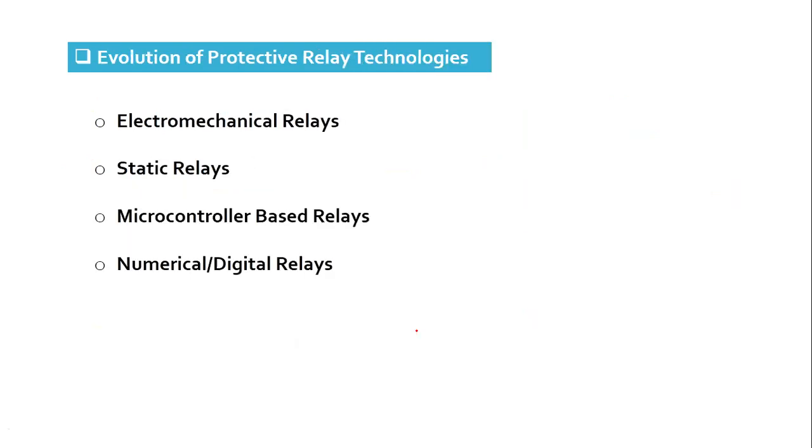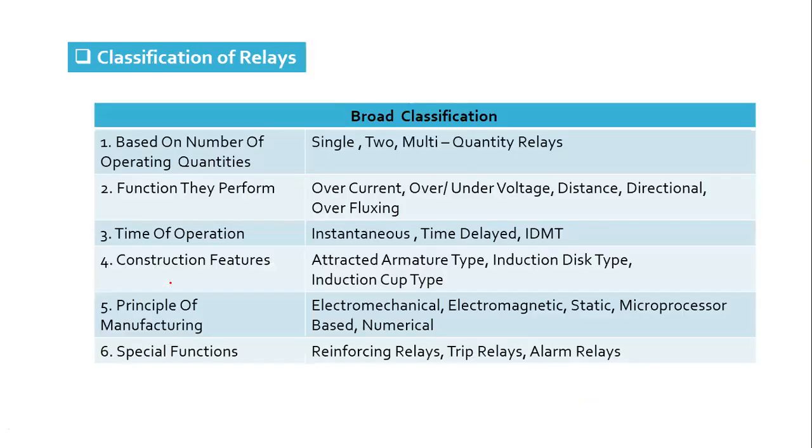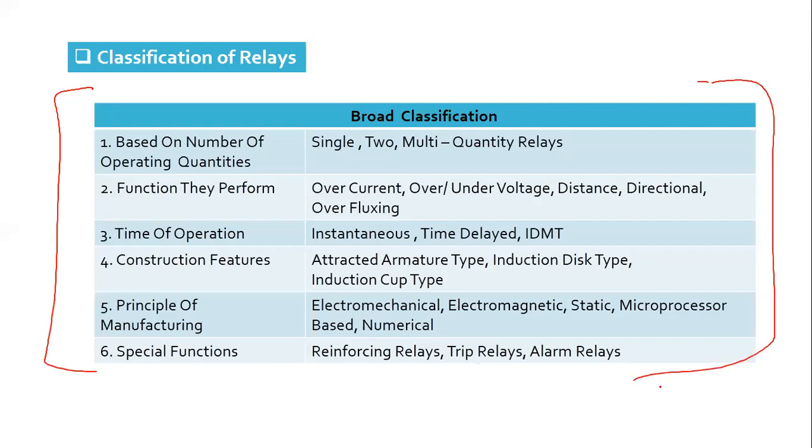Then these are the classes and types of relays we have discussed. I'm not going into it right now. Classification of relays: the relays can be classified using different quantities and different constructions, their characteristics, the number of quantities they operate on, the function they perform, and so on. So this was about unit number 1. Now unit number 2.